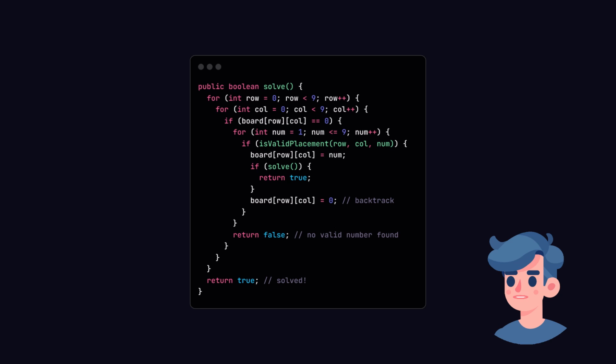The next part of our Sudoku game is crucial. We need a way to actually solve the puzzle. We'll implement a backtracking algorithm to achieve this. The backtracking algorithm will try to fill the board, one cell at a time, backtracking when it finds a conflict.